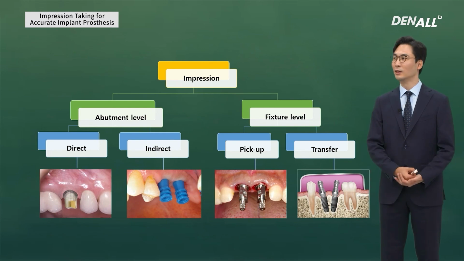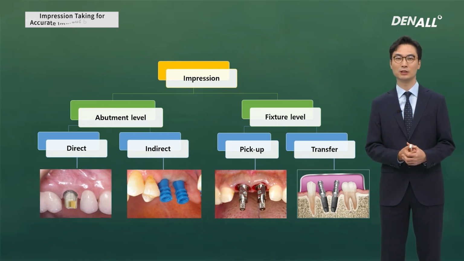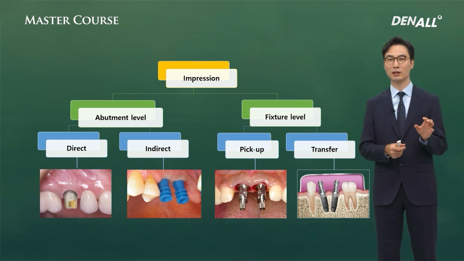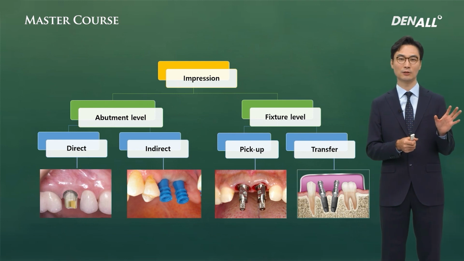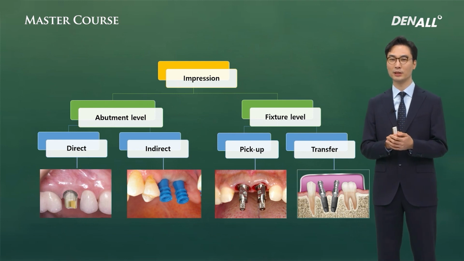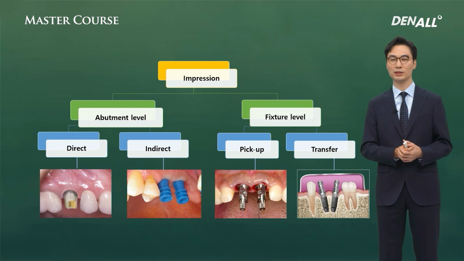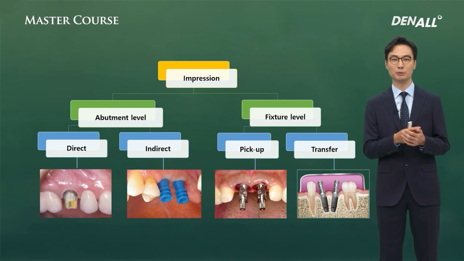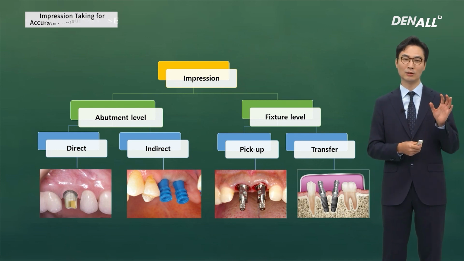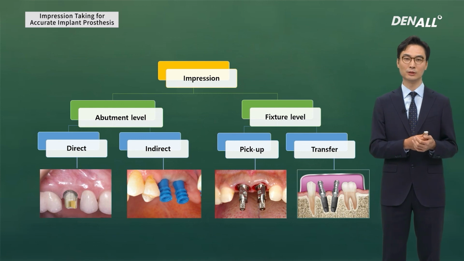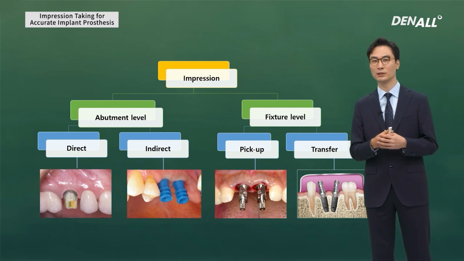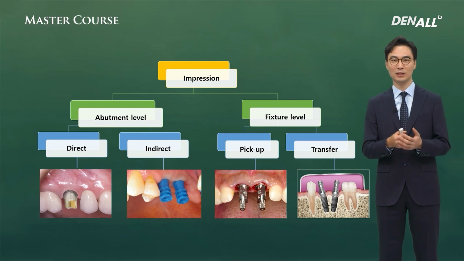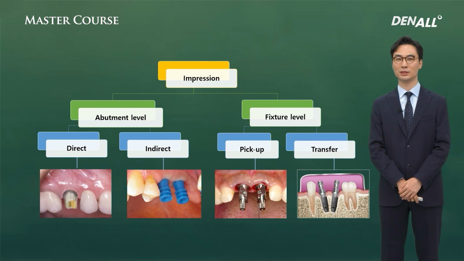In summary, to make an accurate implant prosthesis, there are different types of ways to take impressions: abutment level, implant level, direct impression, indirect impression, pickup type, and transfer type coping impression. There's no one-size-fits-all method for all cases. Depending on the type of abutment that is used and the impression method that I choose, you need to make relevant choices before proceeding with prosthodontic phases.